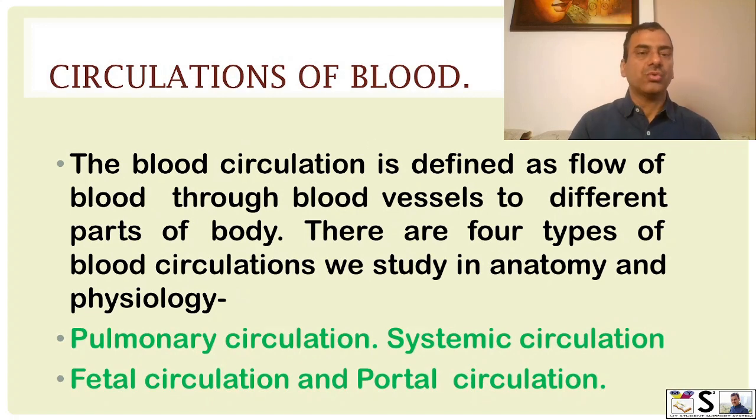First of all, we should know what is circulation of blood. Blood circulation is defined as the flow of blood through blood vessels to different parts of the body. There are four types of blood circulation that we study in the human body. These are pulmonary circulation, systemic circulation, fetal circulation, and portal circulation. In today's class, we are going to discuss fetal circulation.